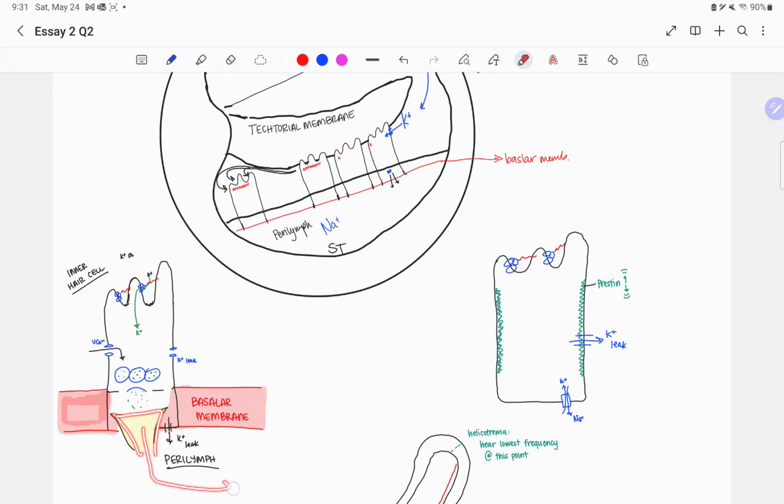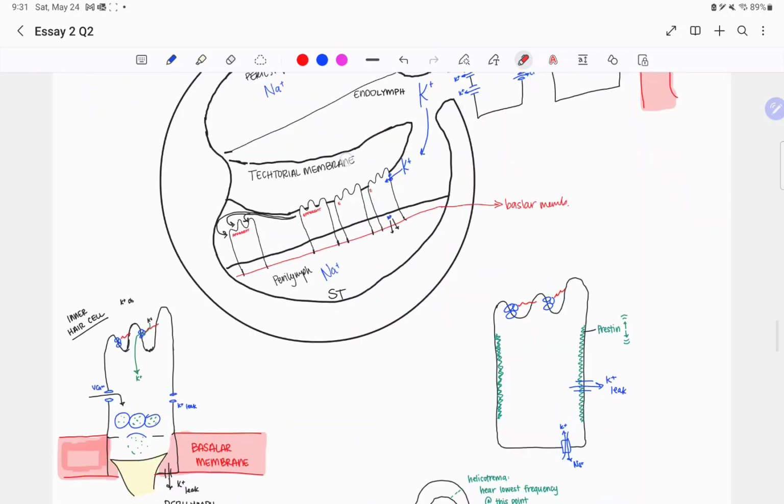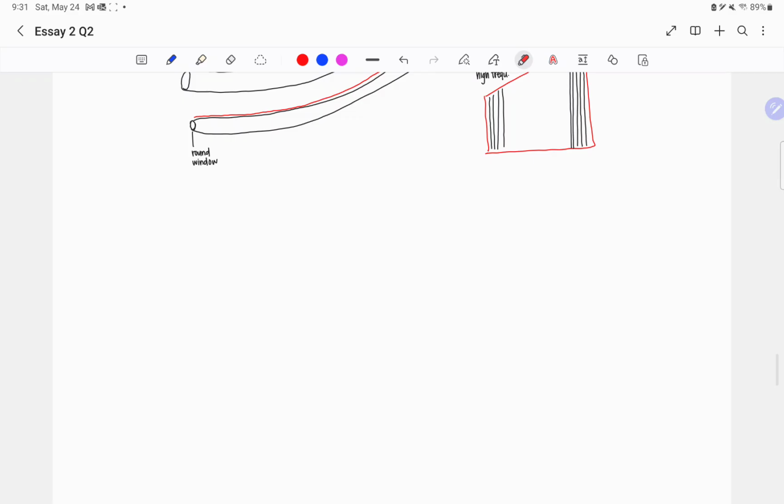And the neuron then takes the signal to our brain saying, oh, we're hearing this frequency, right? Frequency is kind of an interesting thing. High frequency means, if we have a time period that's this long, then we have 1, 2, 3, 4 wavelengths versus 1, 2, right? So this is a higher frequency. This is a lower frequency.